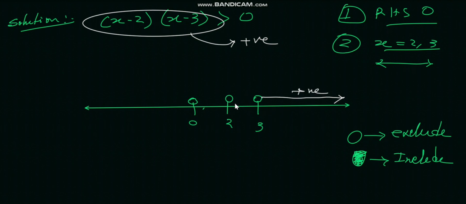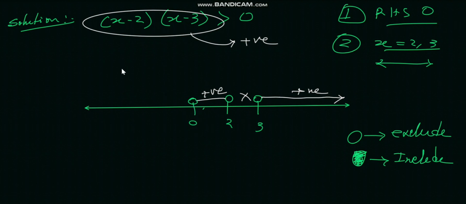Let's see if we consider numbers more than 2 but less than 3. Let's take 1.5. If we plug in this number, one factor will be a negative number and the other will be a positive number, and after multiplication it will be a negative number. So this region doesn't satisfy. Let's take numbers less than 2, let's suppose 1. If we have 1 here, it will give a negative number, and the other factor will also give a negative number. Two negative numbers multiplied give a positive number. So this region is also satisfied, that is positive.